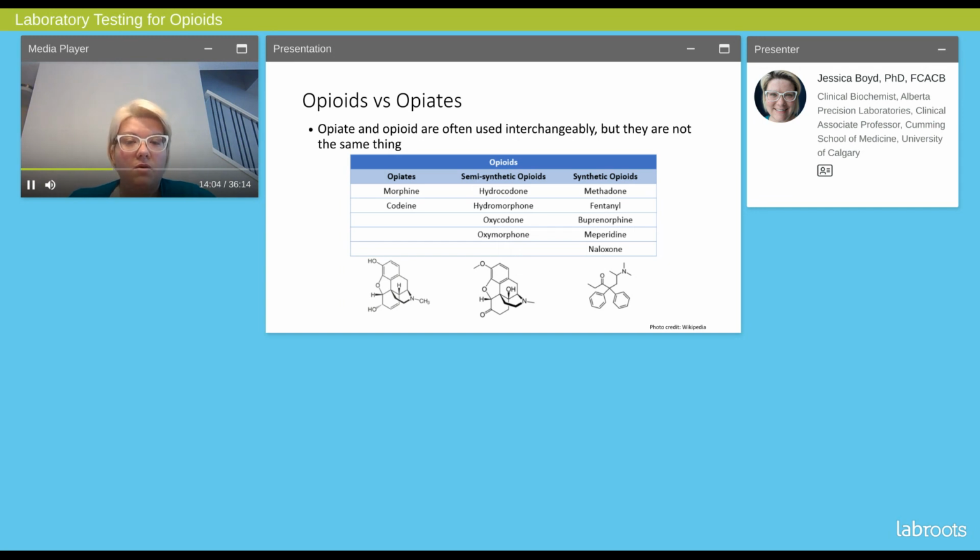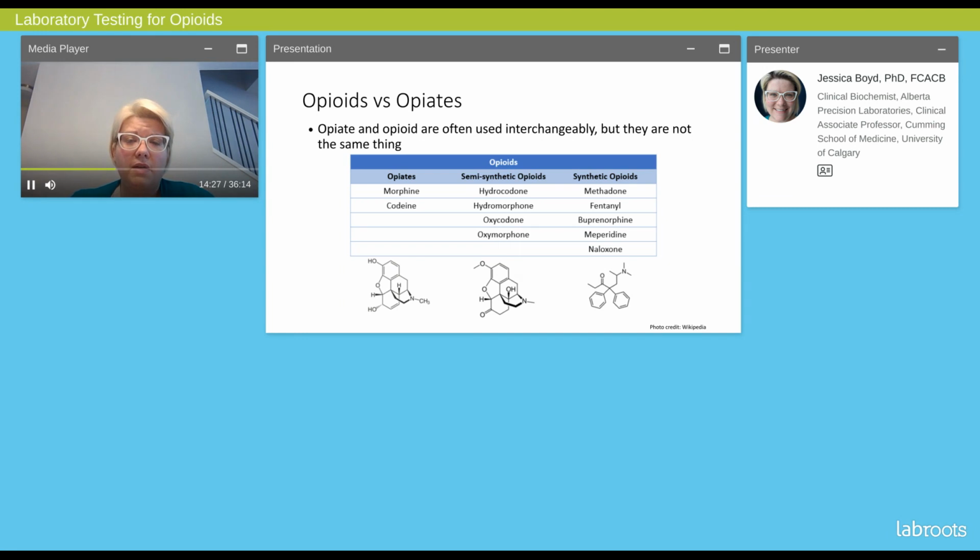I put oxycodone here as well. Oxycodone may or may not react with your urine opiates assay. In ours, it doesn't react at all. But again, if the assumption is that a urine opiates assay reacts with all opioids, and it's not understood that it really is just targeting morphine and codeine, then that can be a perceived, I guess, false negative.